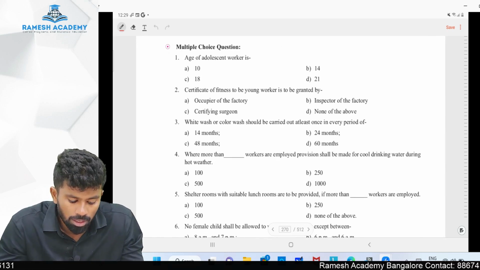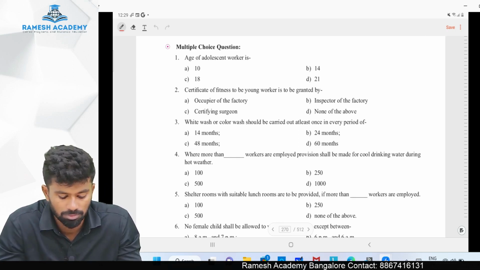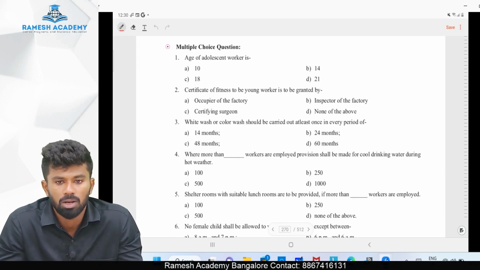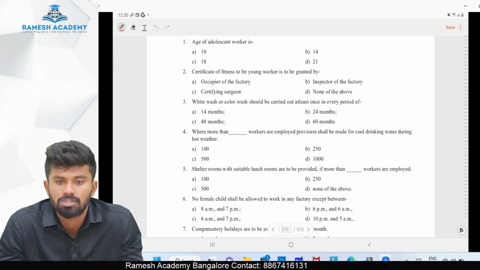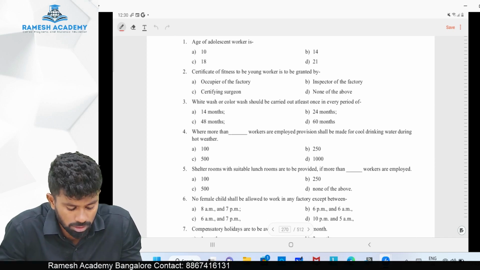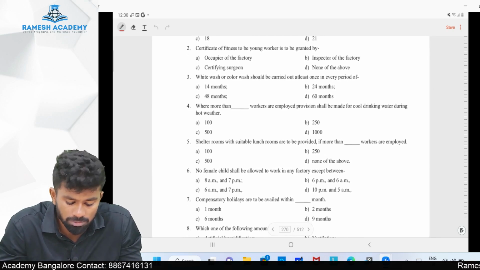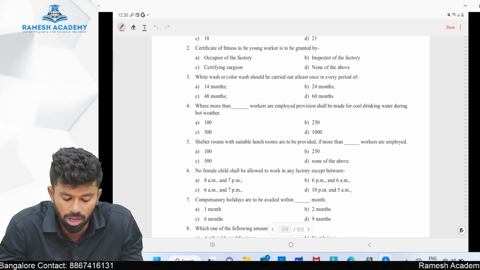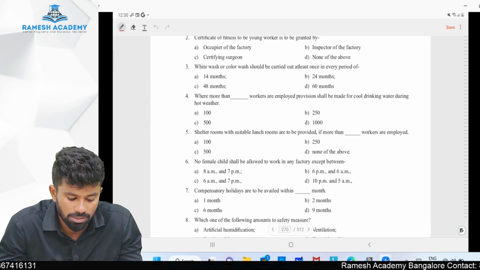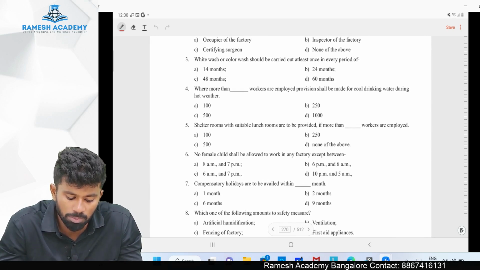Age of adolescent worker is how many years? 18. Above 15, below 18 is considered as what? Adolescent. Correct? Above 15, below 18 is considered as adolescent. Certificate of fitness for a young person worker is granted by A, B, C or D. What is the answer? Question number 2. Certifying surgeon. Correct.